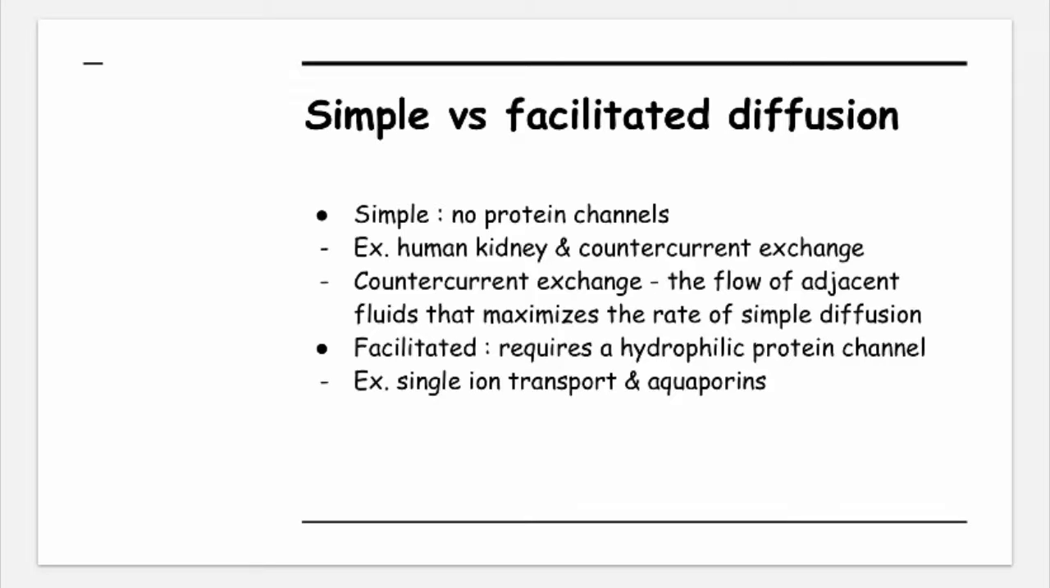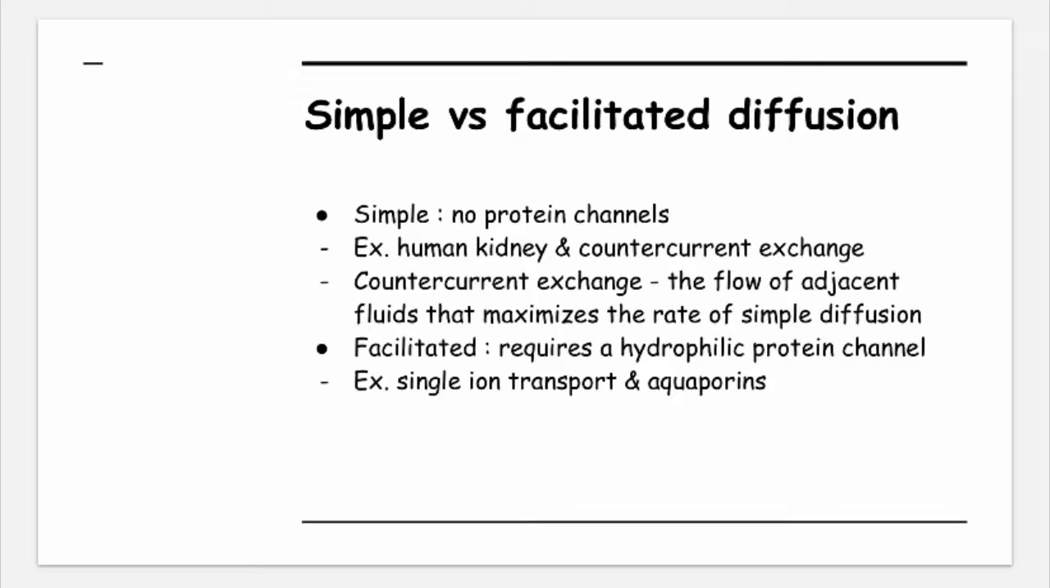Another example of simple diffusion is countercurrent exchange, and I would memorize the definition of this, which is the flow of adjacent fluids in opposite directions that maximizes the rate of simple diffusion. And this is important in fish and other aquatic animals. Basically, blood flows toward the head and the gills, while water flows over the gills in the opposite direction. And this process maximizes the diffusion of gases and waste between the water and fish.